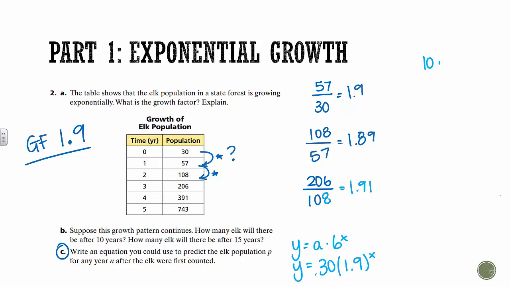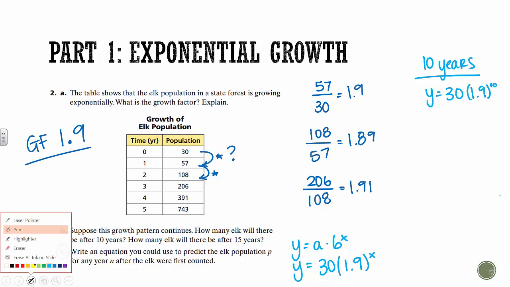So all we got to do is plug it in. Y equals 30 times 1.9 to the 10th power. And then we have to remember PEMDAS. So we can't multiply 30 and 1.9 together and then take it to the 10th power. We have to do the exponent part first. So we have to do 1.9 to the 10th power, and then take that number, you get like 613, and multiply it by 30.